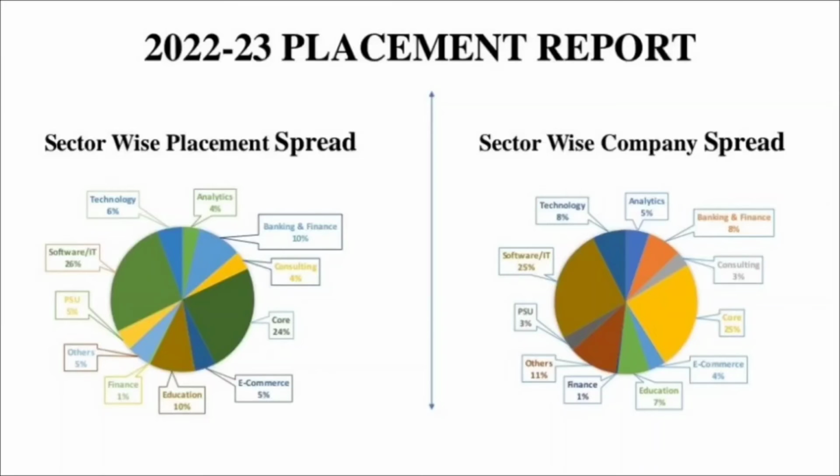Then if we consider the sector wise company spread, there were 25% placements from software and IT, 8% from technology, 5% from analytics, 8% from banking and finance, 3% from consulting, 25% from the core sector, 4% from e-commerce, 7% from education, 1% from finance, 3% from PSU and 11% from sectors other than these.